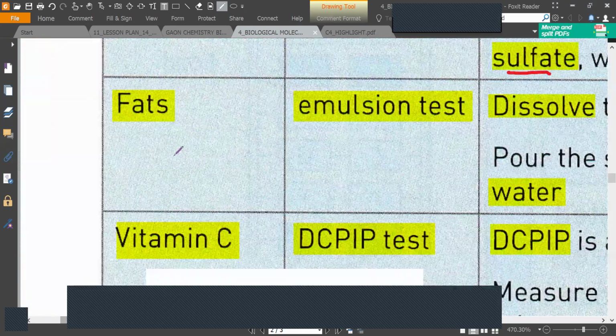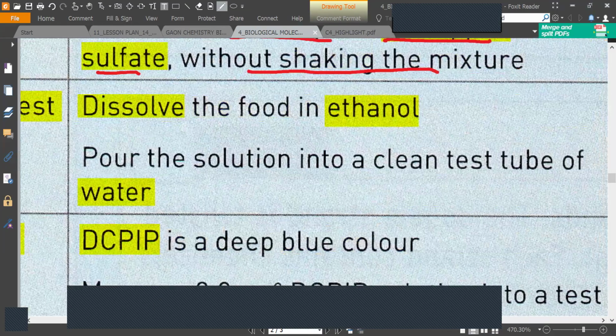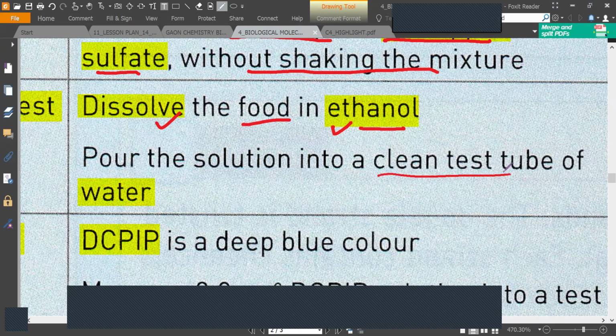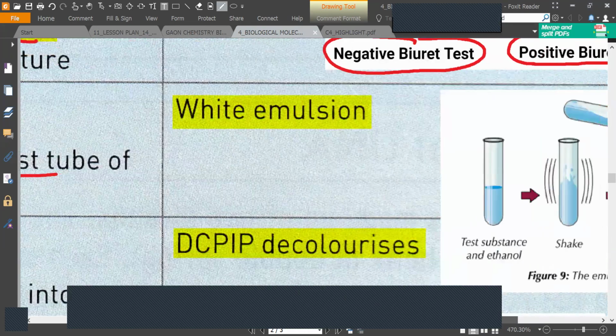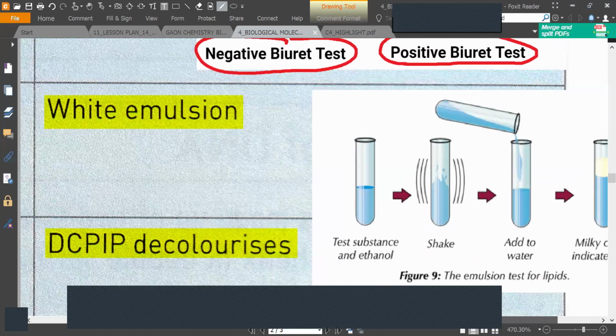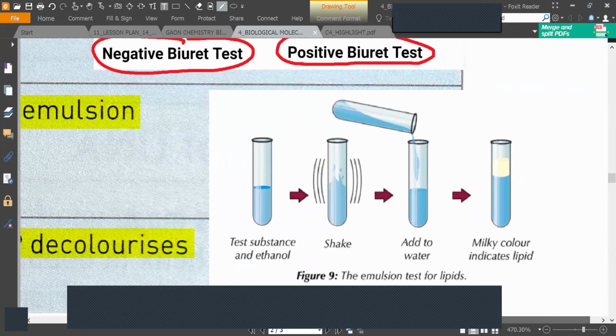Okay, fats. Test for fats. This is called the emulsion test. So what we do, we dissolve the food in ethanol. We add ethanol to the food, and then we pour this mixture, food plus ethanol, into a clean test tube of water, and then we observe it.